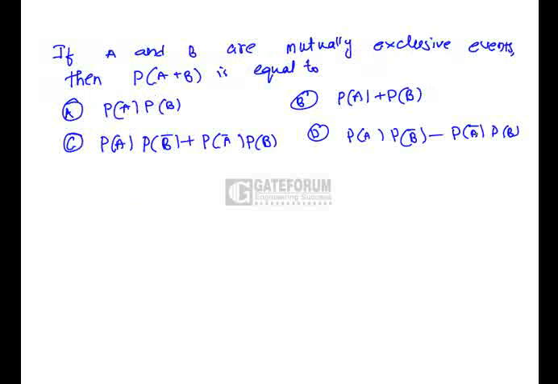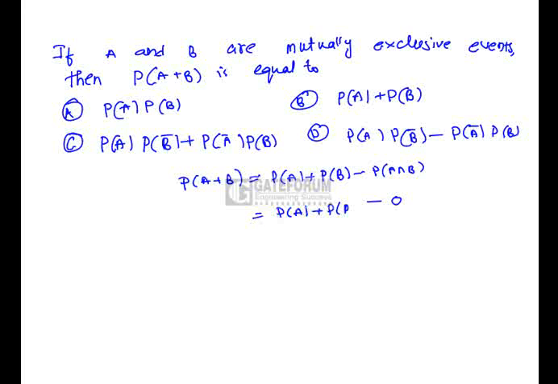It is given that A and B are mutually exclusive events, and we have to find the probability of A plus B, that is the probability of A union B. Now we know that probability of A plus B is P of A plus P of B minus P of A intersection B. As A and B are mutually exclusive, this intersection will always be 0. So the required answer is P of A plus P of B, which is option B.